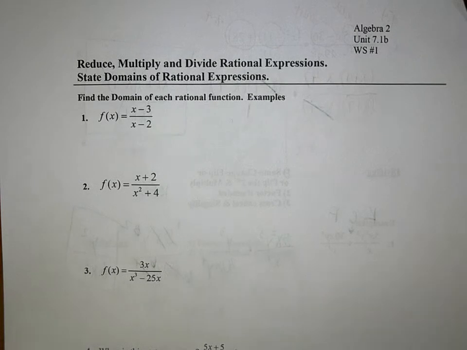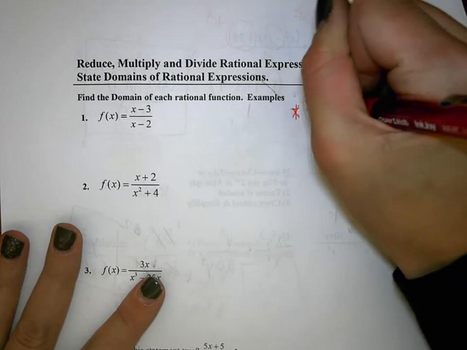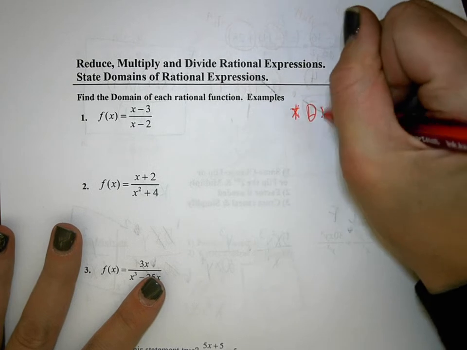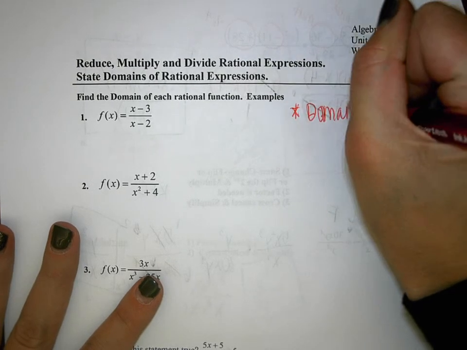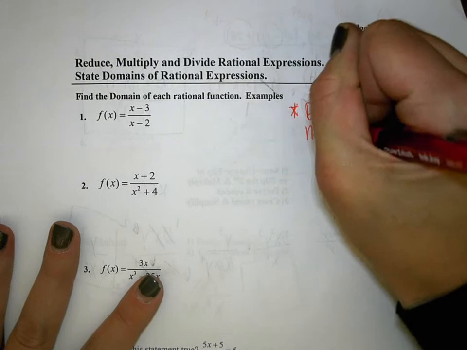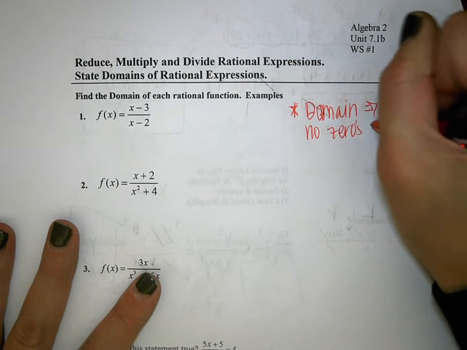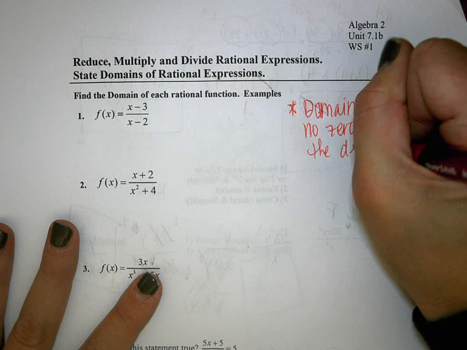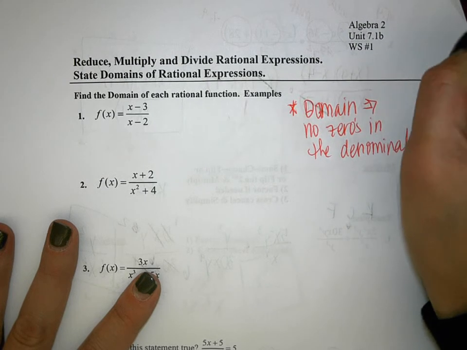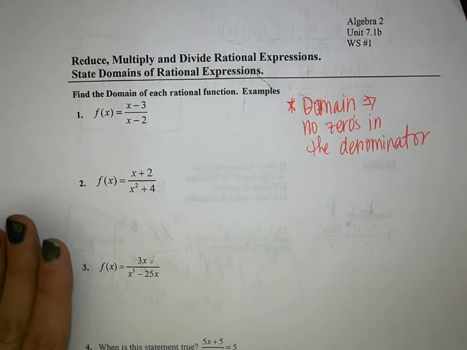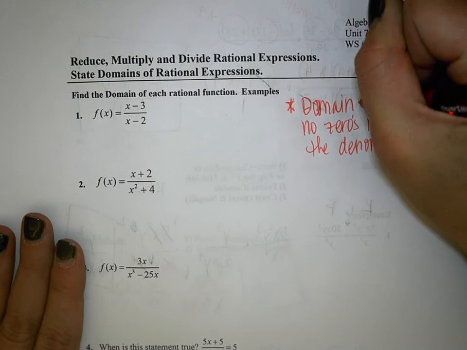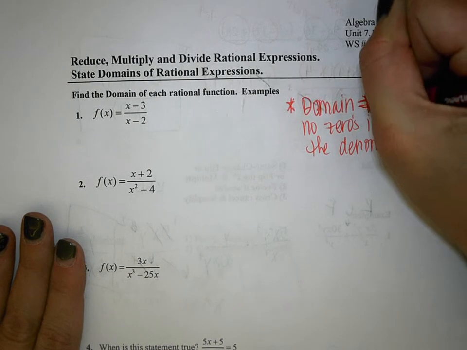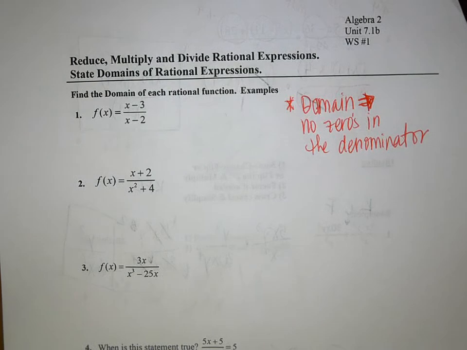So remember that with fractions, in the domain, I should write out: no zeros in the denominator. So in this case, remember, our domain could be any number except for the number that would make 0 in the denominator. So do you remember what we do? We did this last unit.